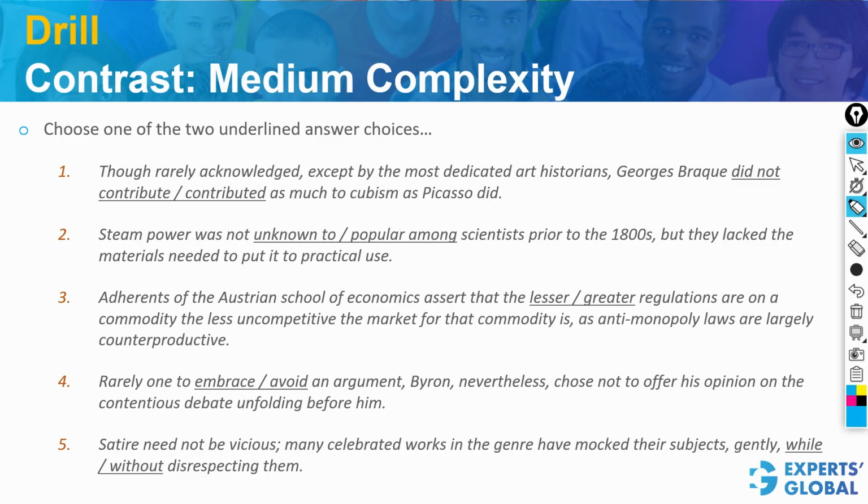The question here is whether this person contributed as much to Cubism as Picasso did. The context is that the acknowledgement is rare, and then there is a shift trigger here suggesting that this rare acknowledgement is likely not correct. And therefore, he must have contributed as much as Picasso did. The broader message is that though the acknowledgement is rare except by a certain group, this person contributed as much to Cubism as Picasso did.